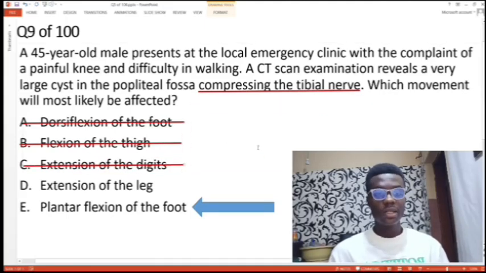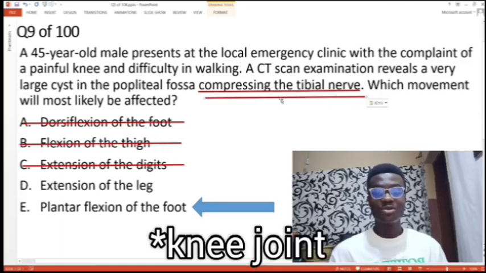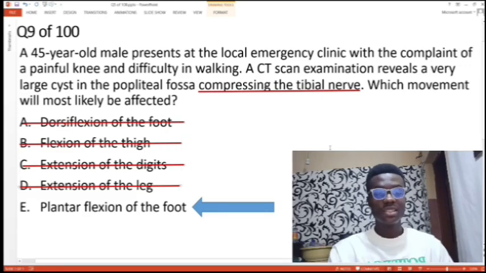An extension of the leg occurs at the knee joint, and that is controlled by the quadriceps femoris, which is supplied by the femoral nerve. So that is definitely not our correct answer. So the correct answer is plantarflexion of the foot, which is controlled by the posterior leg muscles supplied by the tibial nerve, and that is the correct answer.